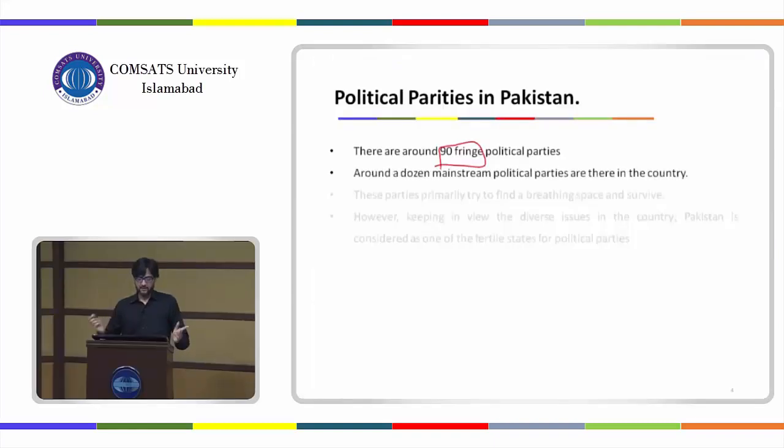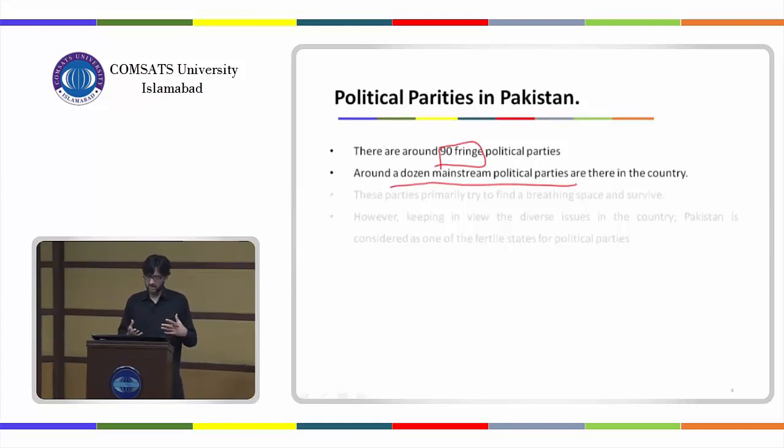Okay. Then we have around a dozen mainstream political parties in the country, right? You can name these mainstream parties, for example Pakistan People's Party, Pakistan Muslim League, Pakistan Tehreek-e-Insaf, Jamaat-e-Islami, JUIF, Awami National Party, Balochistan National Party, and Pakhtunkhwa Milli Awami Party. So these are mainstream parties and they are largely known to the people, right?